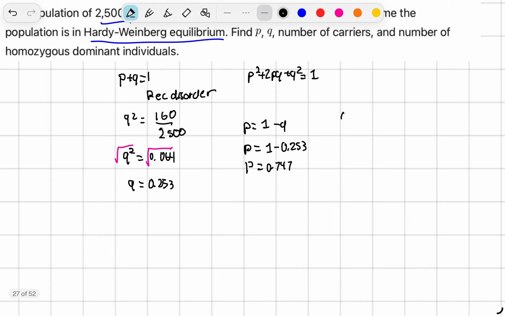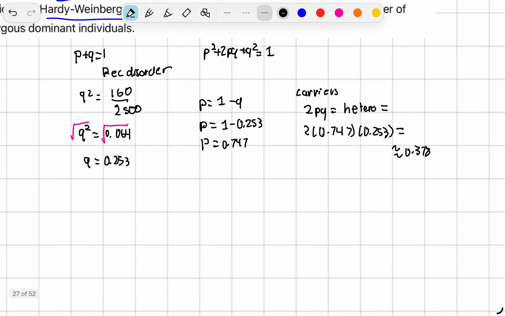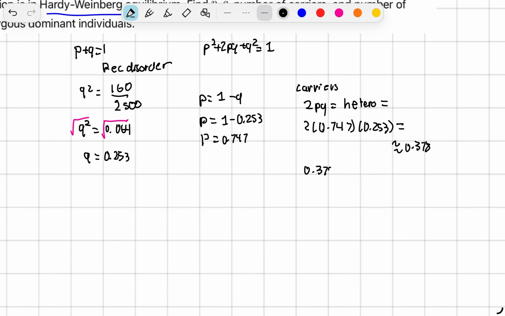Now we have to find our carriers. We can find this by knowing that 2pq is going to be our heterozygotes. So we have to find 2 times 0.747 times 0.253, which is approximately 0.378. Now we multiply that ratio of the carriers, 0.378, times 2,500, which is our total population, which gives us 945 carriers.